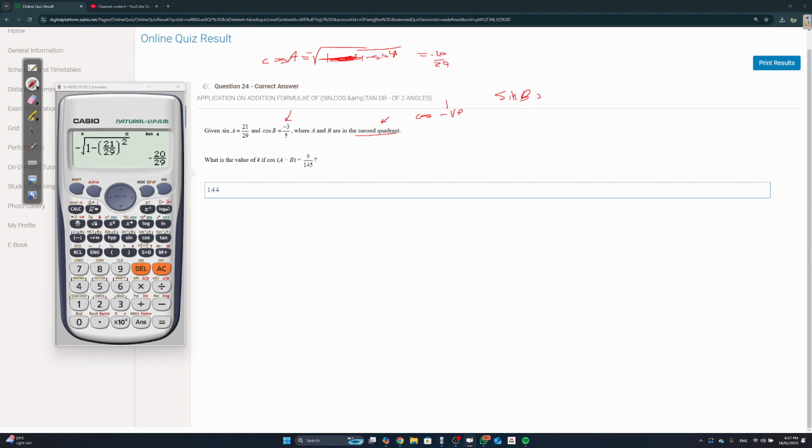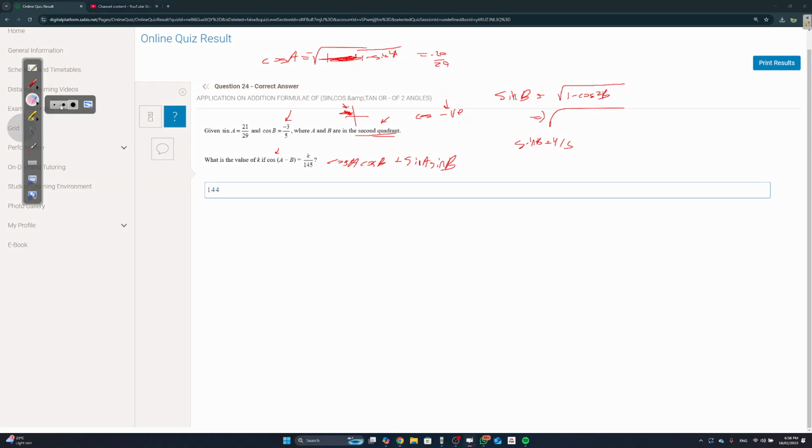Sine b, we don't need to take the negative root because in the second quadrant sine is positive, right? Sine b in this case is square root 1 minus cosine squared b. So let's do it on a calculator. 1 minus cosine squared b, so cosine is minus 3 over 5. Let's remove the negative from outside. 4 over 5, right? So sine b is 4 over 5. Here we're using the same rule. Cosine a cosine b plus sine a sine b. Okay, cosine a, we found it, minus 20 over 29. Cosine b, it's given, minus 3 over 5. Plus sine a, which is 21 over 29. Sine b, which is 4 over 5. K is 144. Thank you so much for watching. Good luck in your exam.